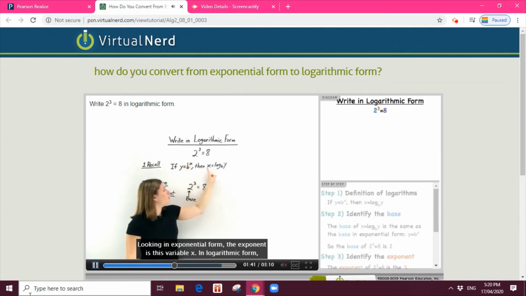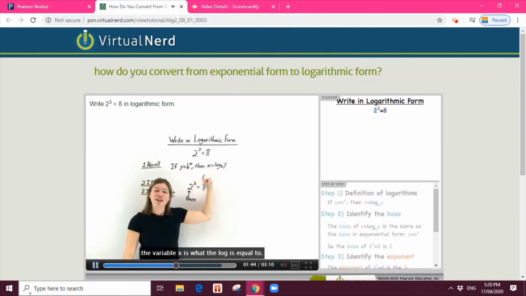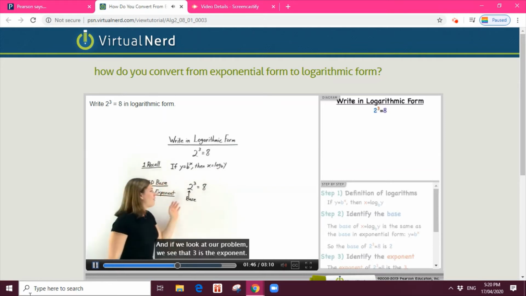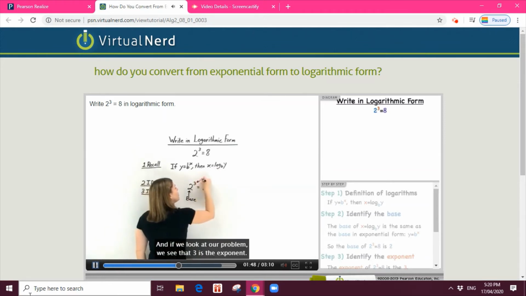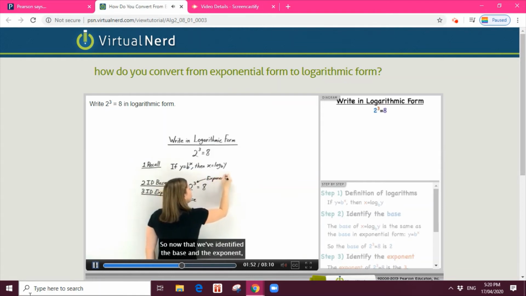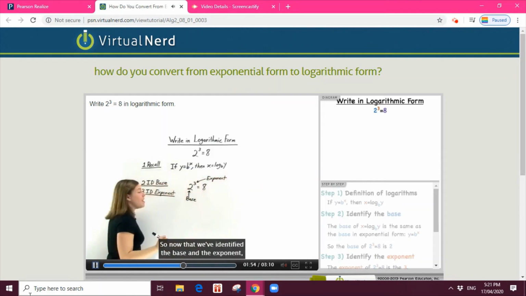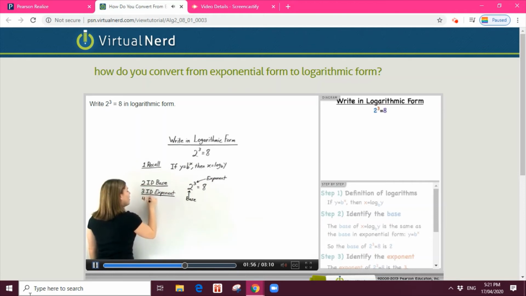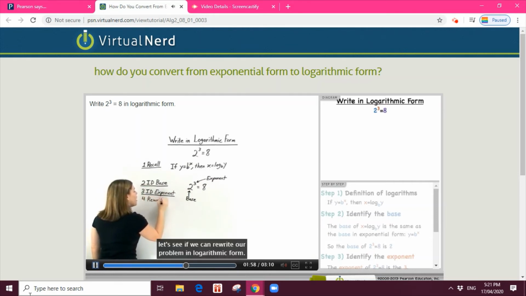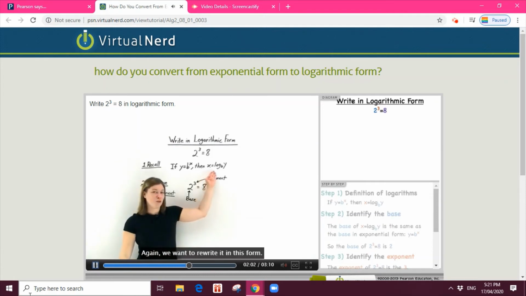In logarithmic form, the variable x is what the log is equal to. And if we look at our problem, we see that 3 is the exponent. So now that we've identified the base and the exponent, let's see if we can rewrite our problem in logarithmic form. Again, we want to rewrite it in this form.